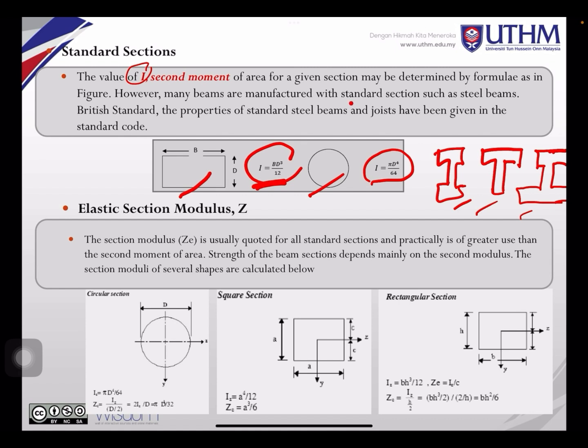Many beams are manufactured with standard sections. Normally the sections already have standard dimensions, so the properties you can find in the standard code, for example in the design subject. The elastic section modulus Z is usually quoted for all standard sections, and practically it is of greater use than the second moment of area. The strength of beam sections depends mainly on the section modulus, and the section modulus of several shapes is calculated as below. So you have the Z and also the equations here.